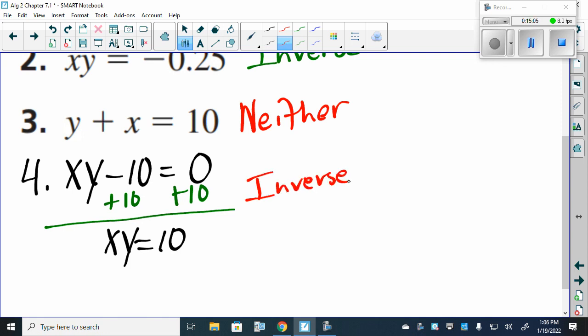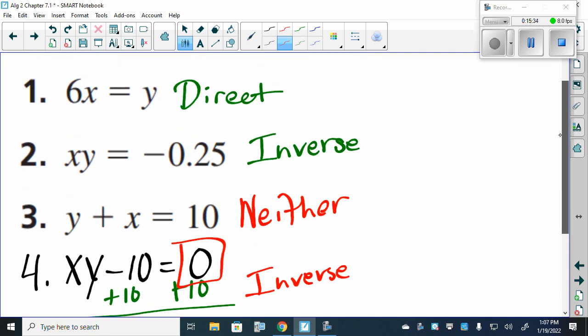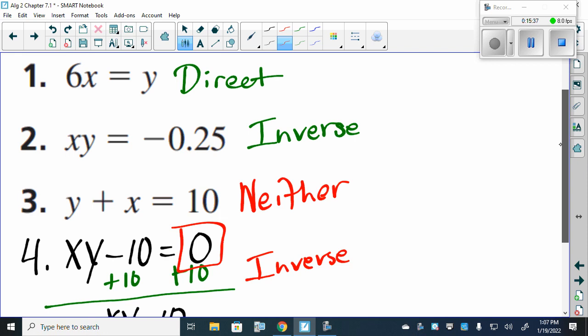Even though it does have addition and subtraction in it, our two variables are still being multiplied together, and we can set it equal to a constant. Now we know the constant value cannot be 0. And with any of these direct and inverse variations, the power for either x and y will be 1. They won't have any other exponents. Any questions on these four here? All right.